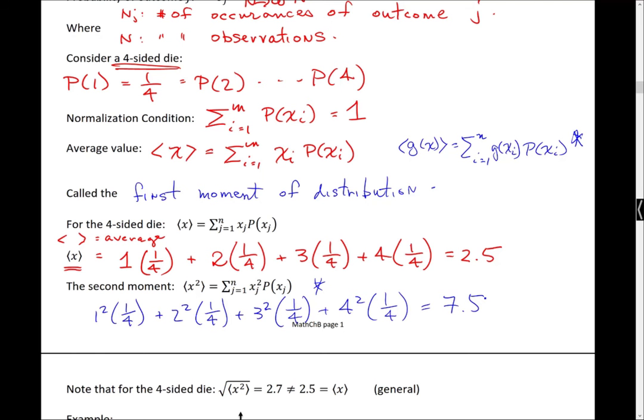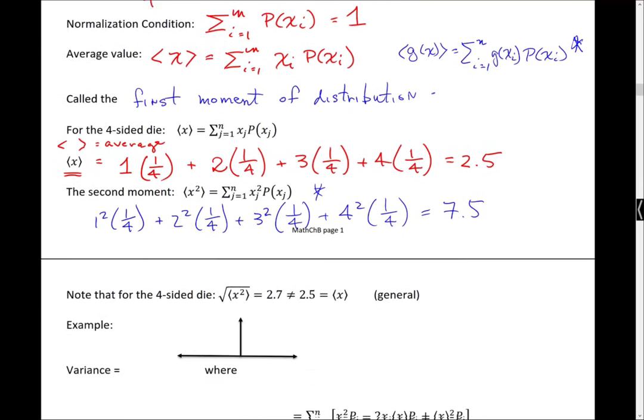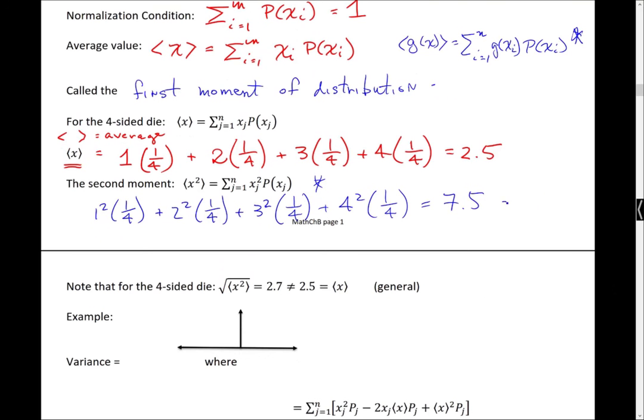Before we go forward, I just wanted to point out something. You might think, so that's again the average square value, that if I take the square root of that, I'm going to get the same as the average. And that doesn't come out to be the case. I take the square root of 7.5, that comes out to 2.7. That's clearly not 2.5.